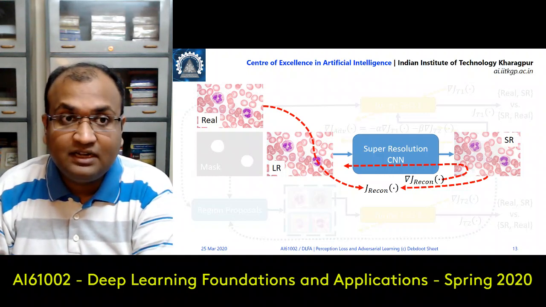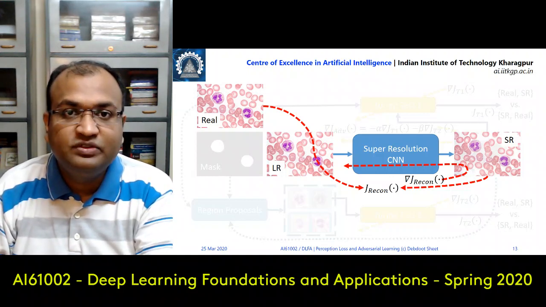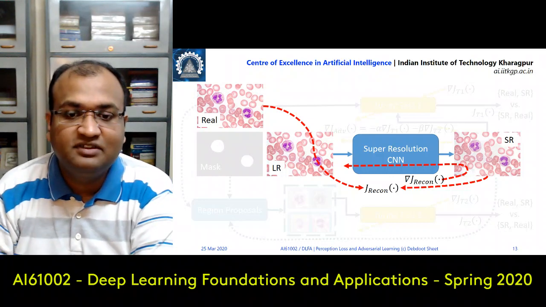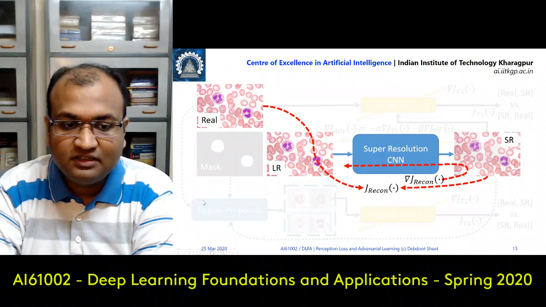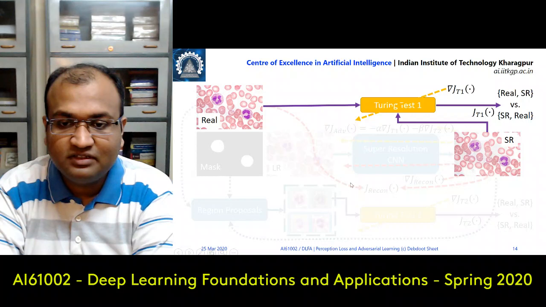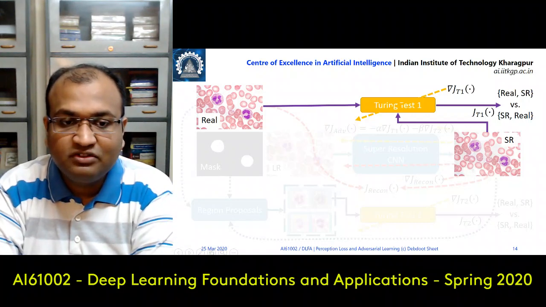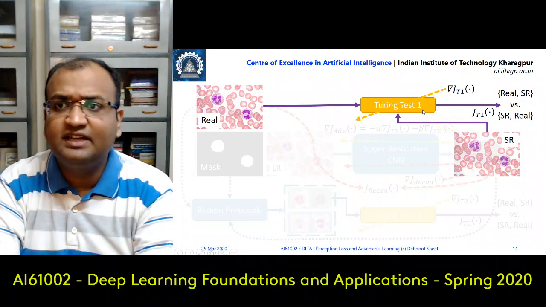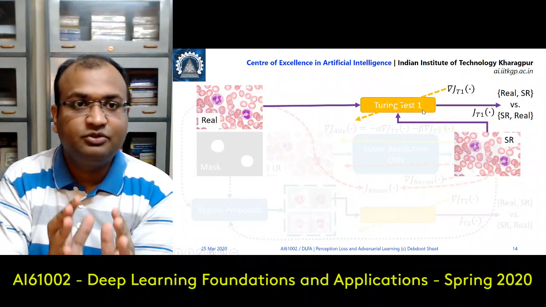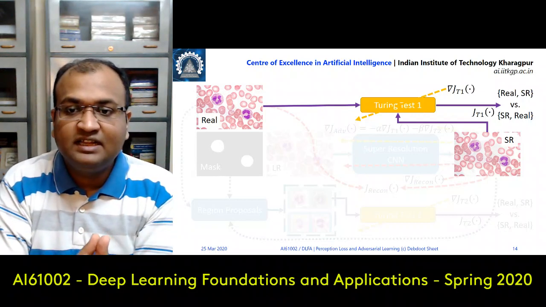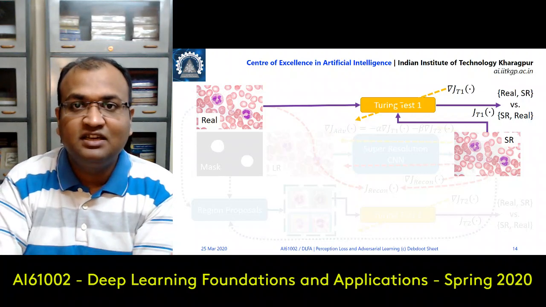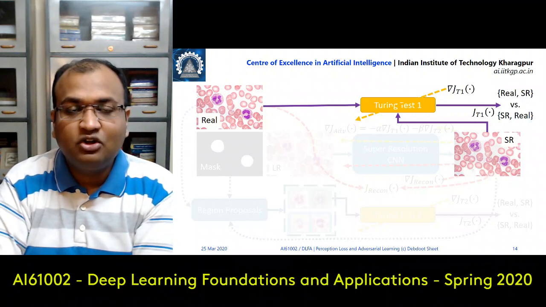So for that, we started looking into using a Turing test loss, which I was discussing earlier. In this case, with the Turing test loss, you compare the super resolved image and the real image in a Turing test format. This is just a relativistic Turing test. You put both the images together and ask it to predict whether the first channel is real and the second is super resolved, or vice versa.